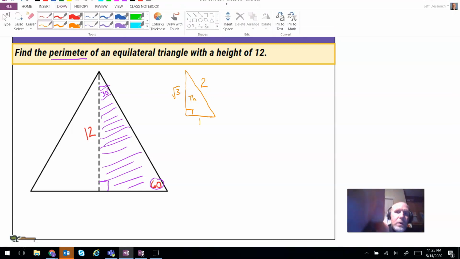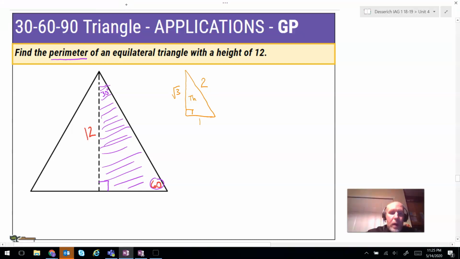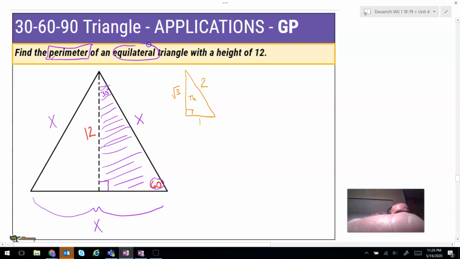And so let's go ahead and set up our proportion. I want the hypotenuse, honestly, because if I know the hypotenuse, I'll call that x, then I can find the perimeter of this triangle, because if the hypotenuse of this purple triangle is x, then the other side over here will be x, and the bottom will be x as well, because they have told us this is an equilateral triangle, which means all sides are the same. Okay, so let's just find the hypotenuse.